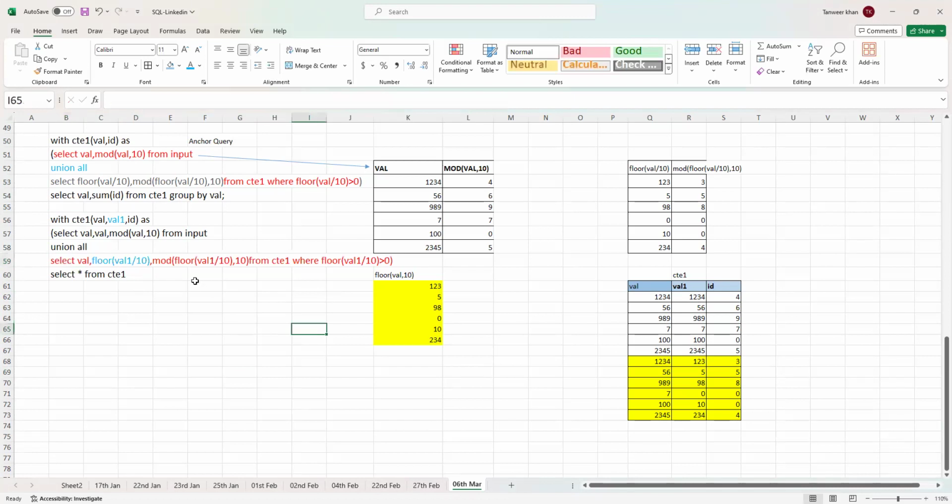Okay. Now to get the 100th digit from this, what will you do? What is the 100th digit here? In 123, it is 2. In 5, you don't have a 100th digit, so it will be 0. In 98, what is the 100th digit? 9. Now what will you do to get the 100th digit? Tell me.